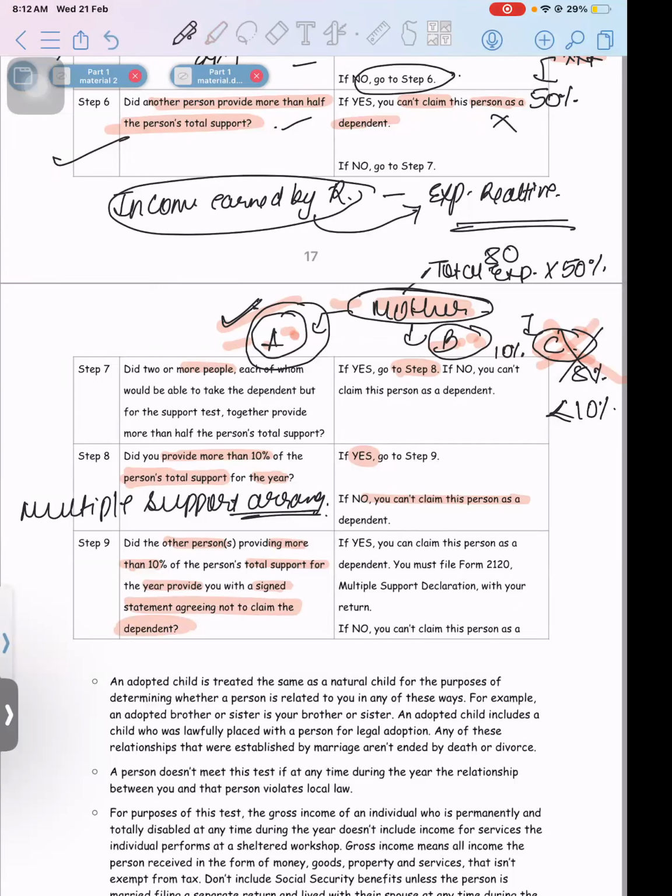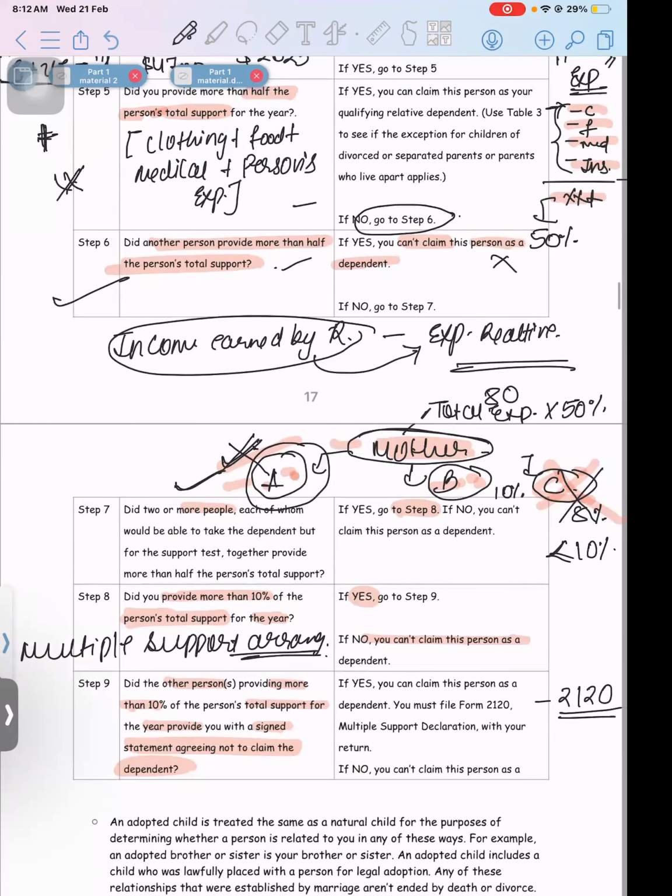If A is claiming, I am not going to claim a dependent. He will have to file a signed agreement and file Form 2120, that is the multiple support agreement. If he is not signing the form, then he will only be eligible to take the dependent on their tax return. Clear, guys? I hope the steps are clear.